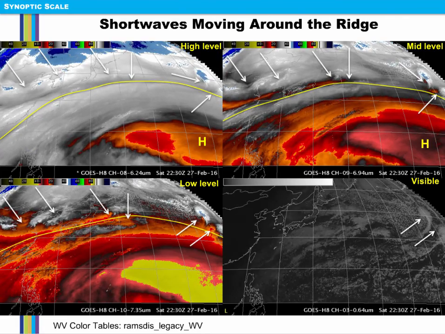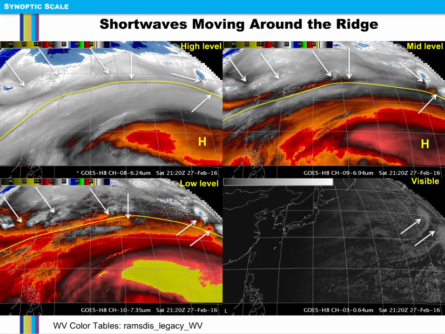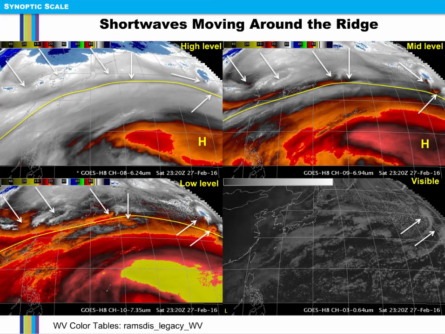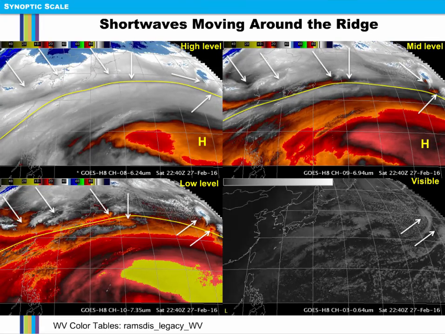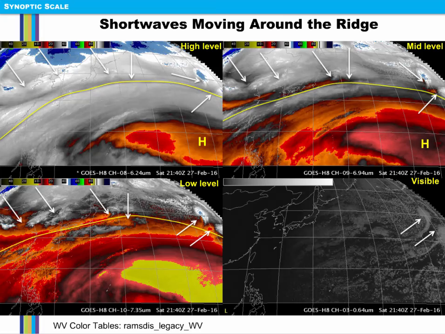Now let's take a closer look at the jet stream zone around the periphery of the upper level ridge. In our case, a broad upper-level trough is found to the north across the North Pacific. Within the jet stream, we find transient, shorter wavelength troughs, known as shortwaves, and we have marked their position by white arrows at the beginning of the loop.